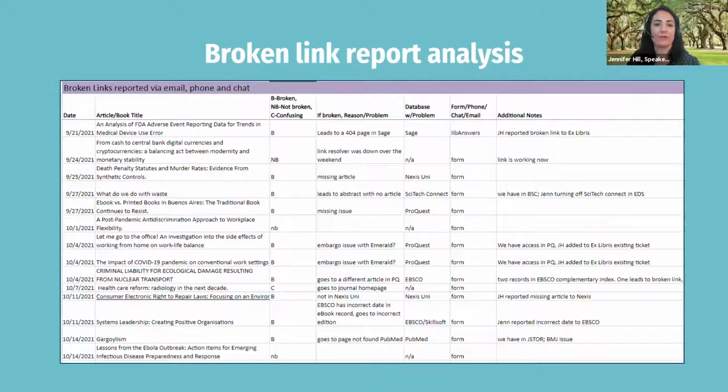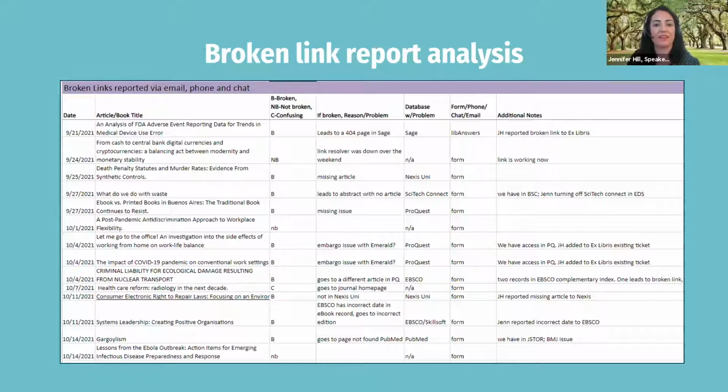We added the category for confusing because we wanted to differentiate between things that were actually broken that would lead to a dead end, perhaps due to a URL change or a metadata mismatch, and things that were not broken, but to a student, they were too confusing. So to them, it didn't work and they wouldn't get the article they were expecting. An example of confusing would be if the link went to a journal homepage where the student is expected to browse for the article themselves.